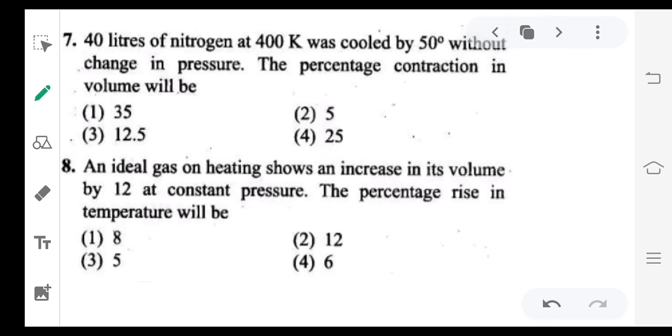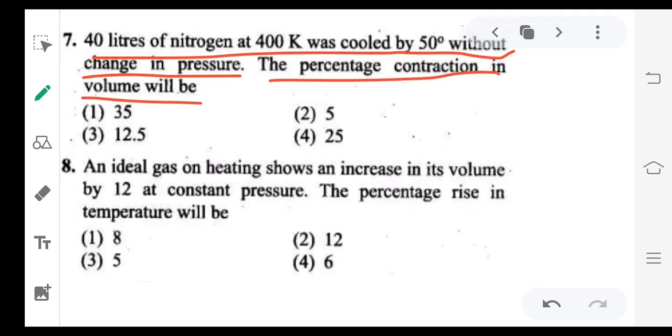Now, 40 liters of nitrogen at 400 Kelvin was cooled by 50 degrees without change in pressure. Here pressure remains constant. When pressure remains constant, we can apply the volume temperature relation. So the percentage contraction in volume will be... Since pressure is constant, we can take volume directly proportional to temperature.